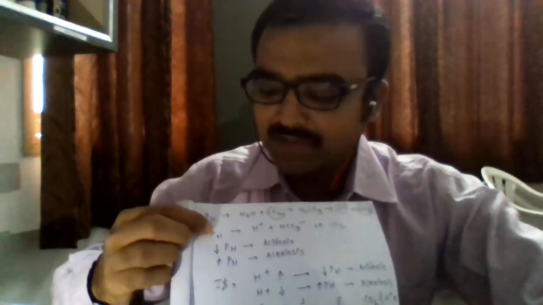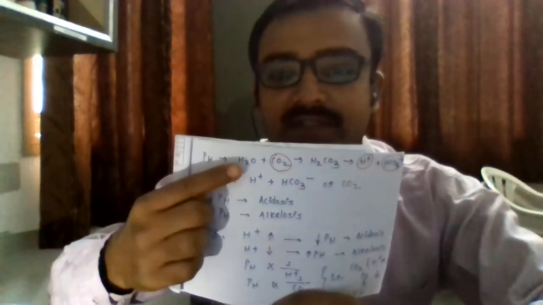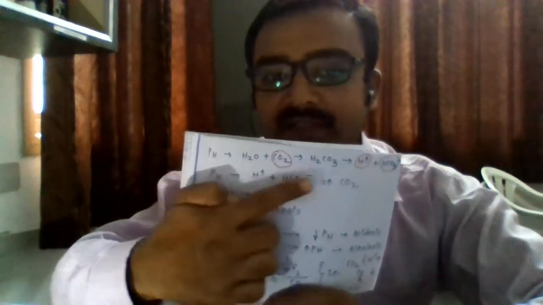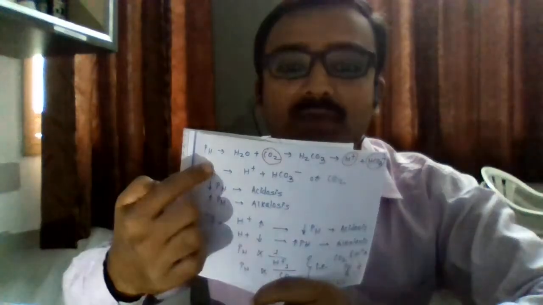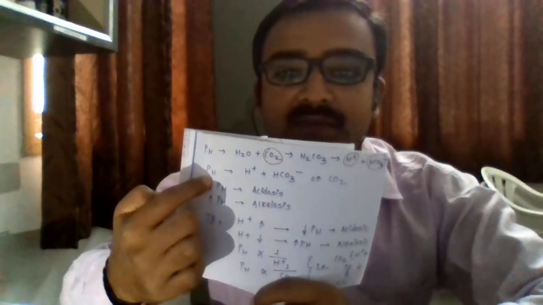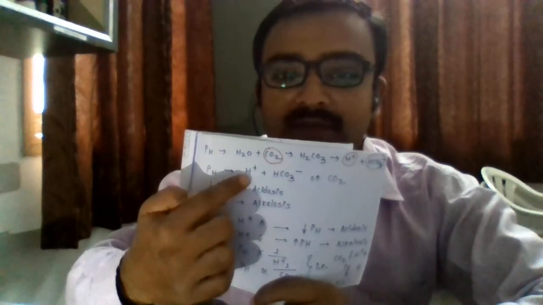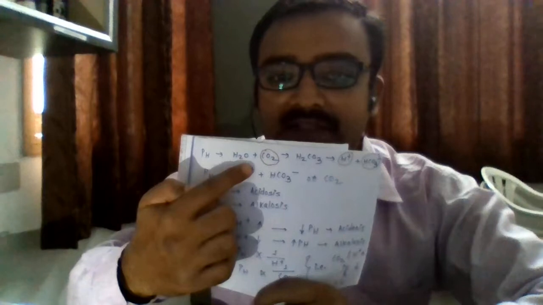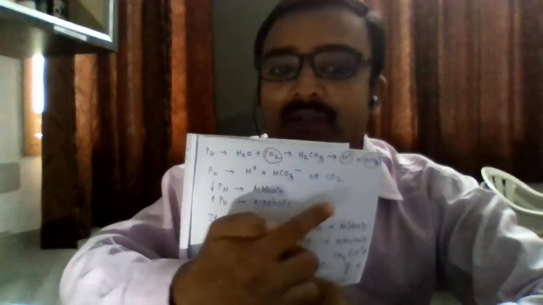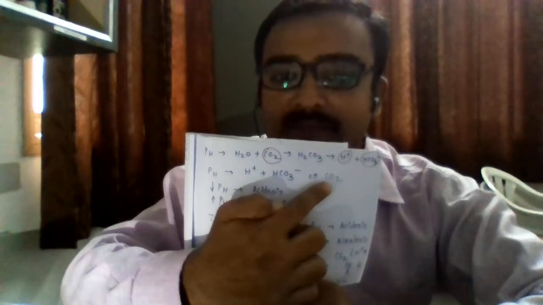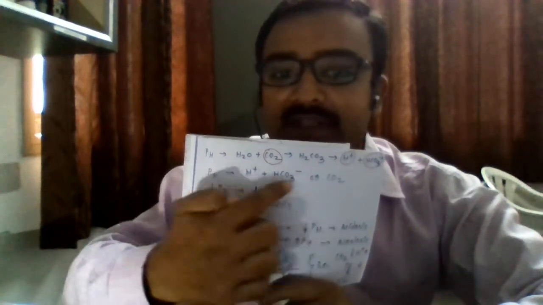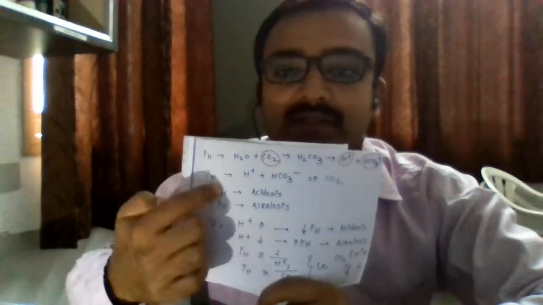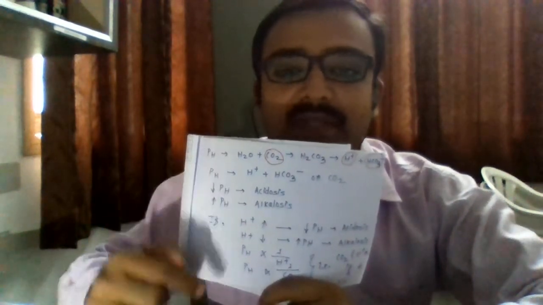Here I have an equation. pH depends upon the concentration of CO2, which gives rise to carbonic acid, which breaks down into hydrogen and bicarbonate ion. So we can say that pH depends upon the concentration of hydrogen ion, bicarbonate ion, and carbon dioxide. These are the three important things which affect the pH of the blood.